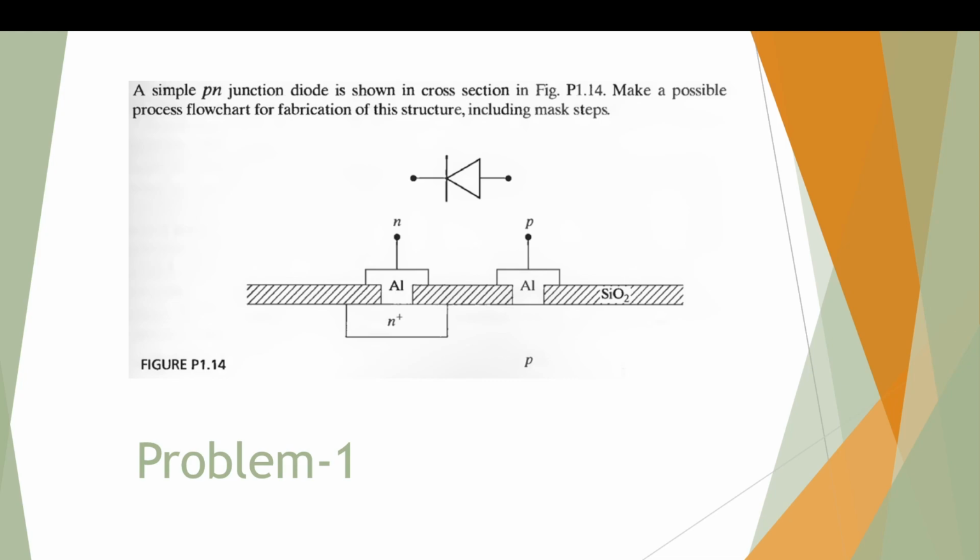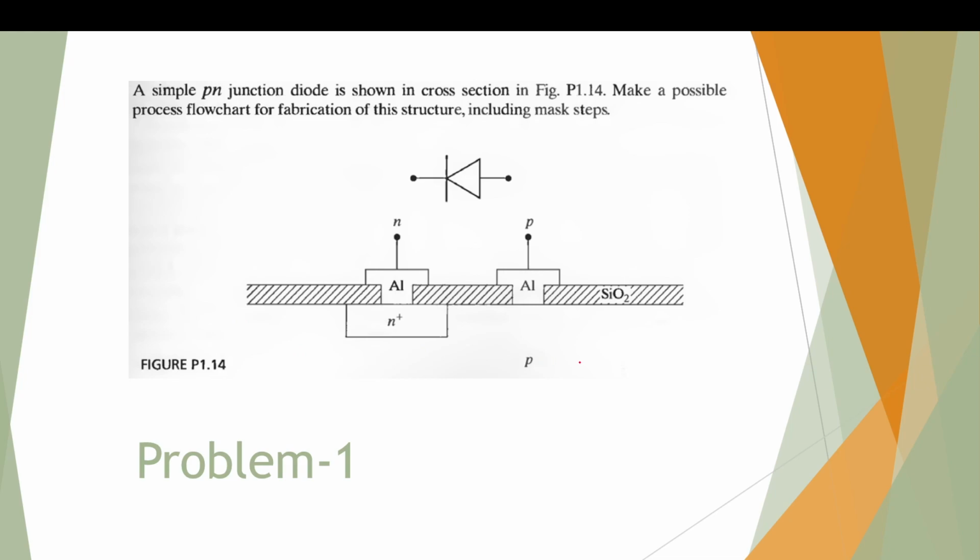Okay, so this is about just designing a process flow. A simple PN junction diode is shown in cross section in this figure. So this is a cross section of a PN junction. Make a possible process flowchart for fabrication of this structure, including mask steps. So this is what we need to fabricate.